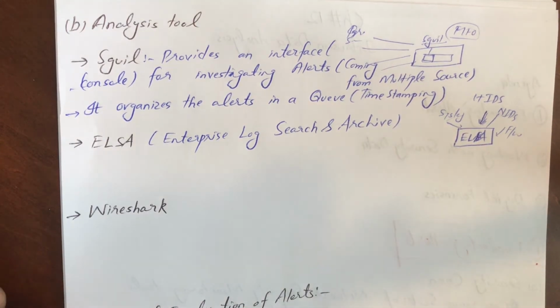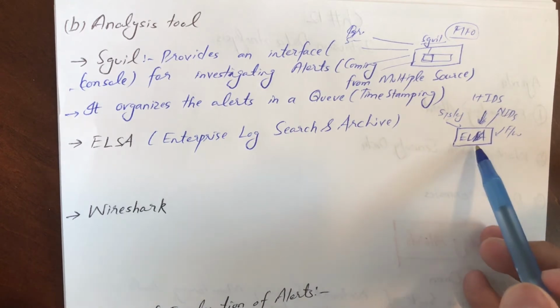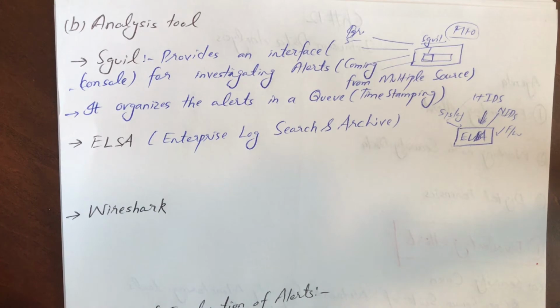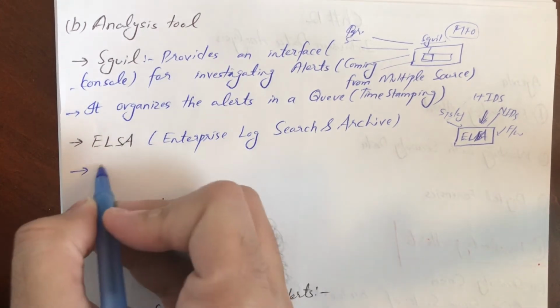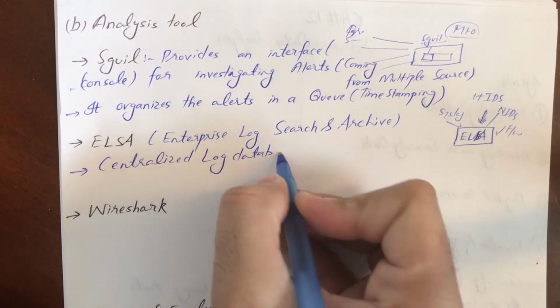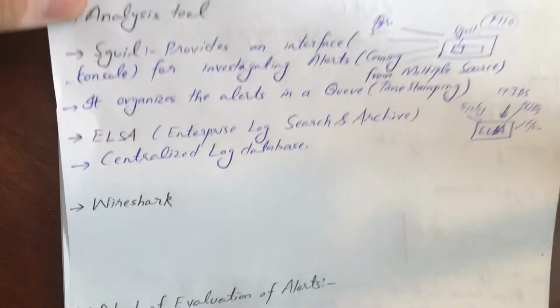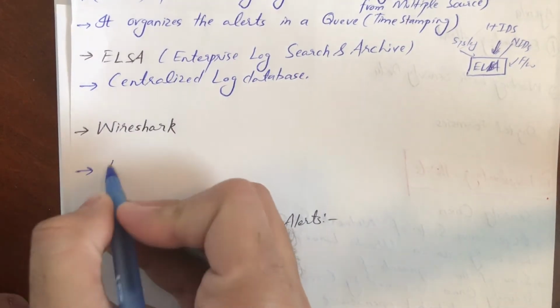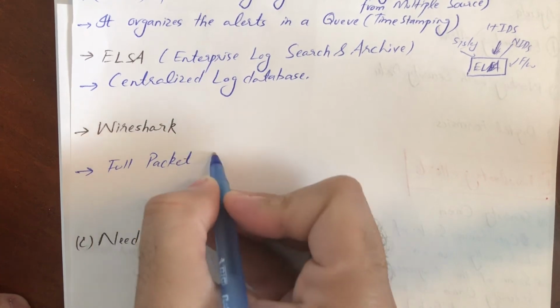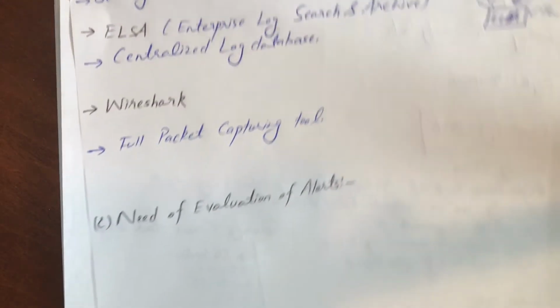So ELSA is basically a common platform where, being a security analyst, you don't have to pull the logs from all these separate servers. You have to actually go to ELSA, because all these tools are configured with ELSA. Whenever they capture something and make a log, they forward it to ELSA. So ELSA is basically a centralized log database, in simple words, because these tools are configured to forward the log to ELSA. Wireshark, I believe we already talked about a lot. It's like a full packet capturing tool. So it is also a part of the onion ring.